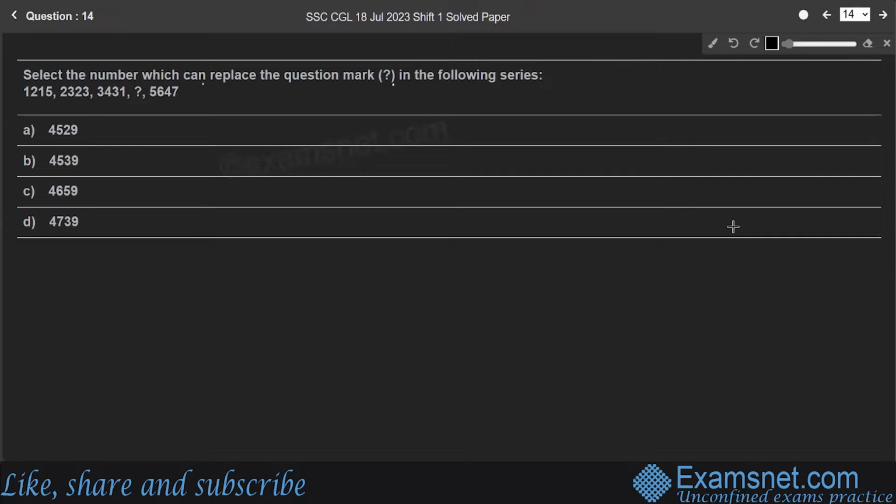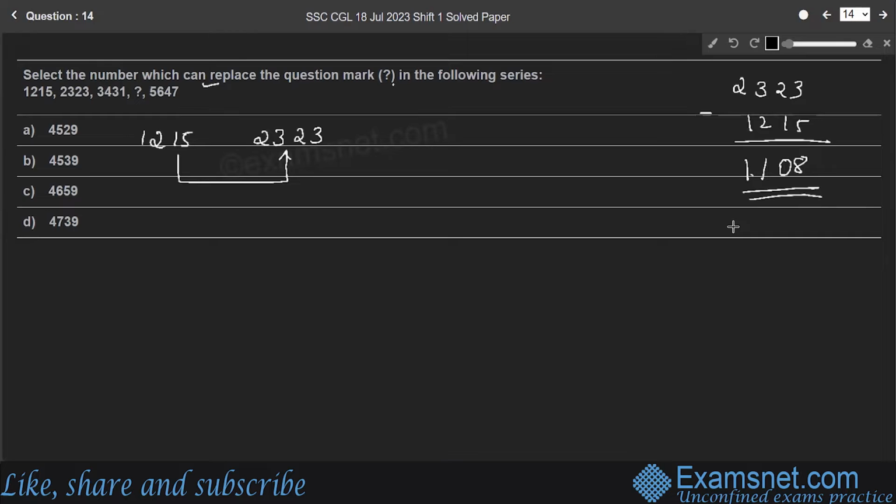Question number 14. Select the number which can replace the question mark in the following series. Here, students, the first number is 1215 and the second number is 2323. Let us consider the difference between the two numbers: 2323 minus 1215. So 3 minus 5, 8; 1 minus 1; then 3 minus 2. So 1108 is the difference. Or you can consider it as plus 1108 gives the next number. So 1215 plus 1108 gives 2323.